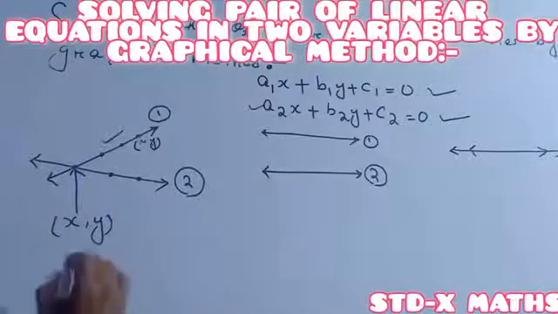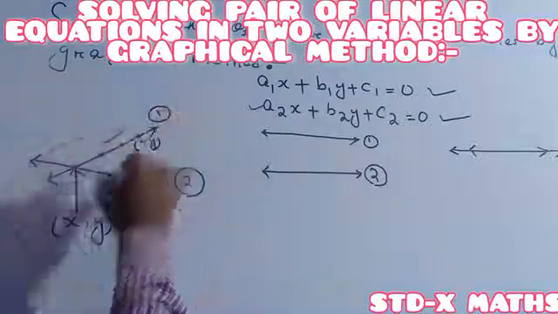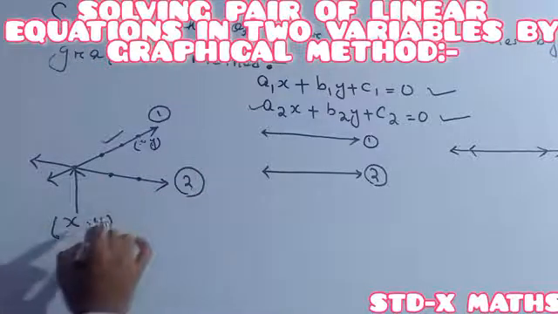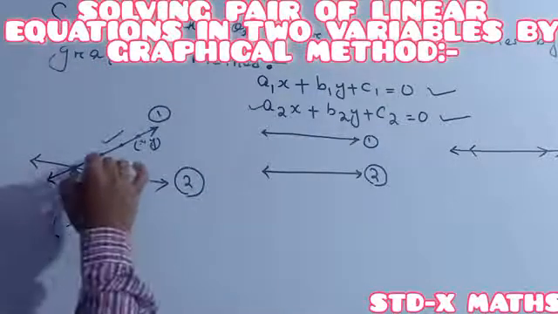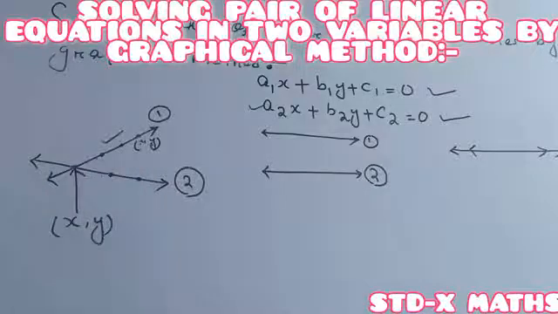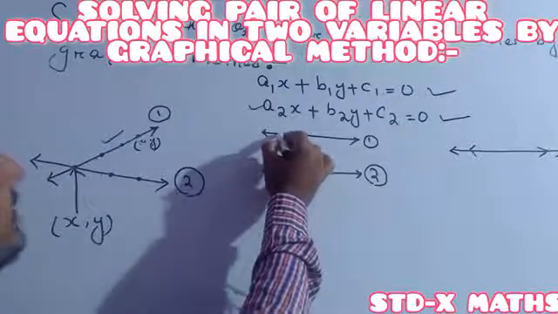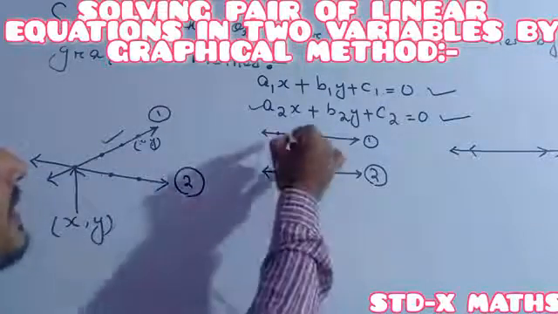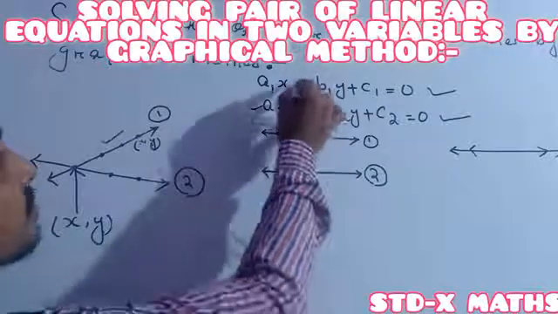Okay, so this one satisfies this one, and this one also satisfies this one. So x, y satisfies this one and this one, otherwise xy is the solution of the pair of linear equations in two variables. Understood? Another one I am showing. Here it is the solution of this one. It is a point, meaning this is the solution of this one.